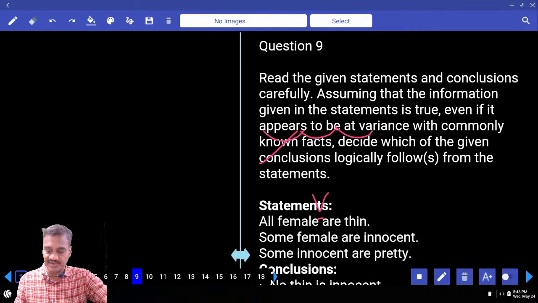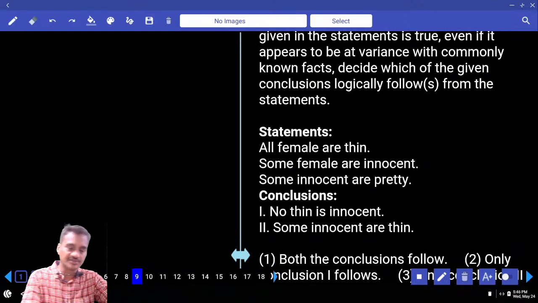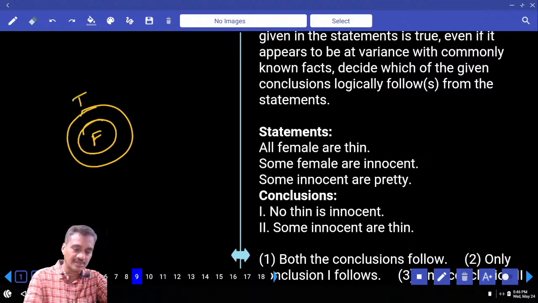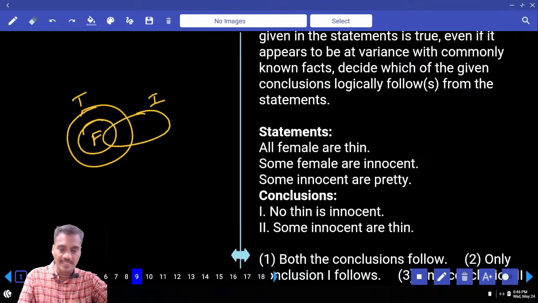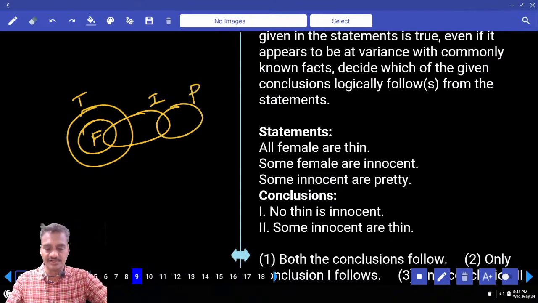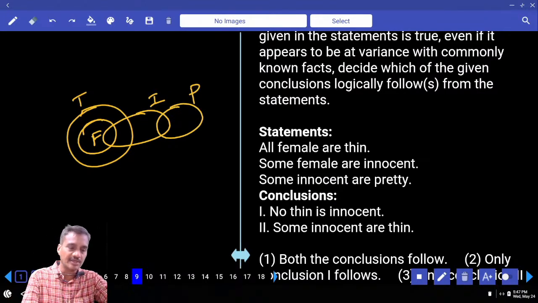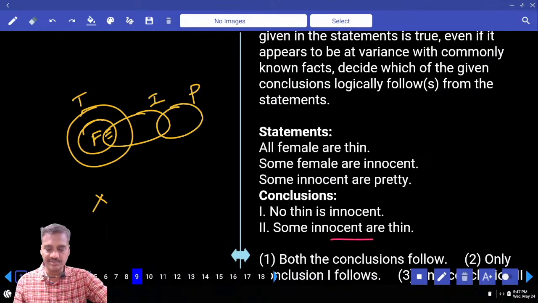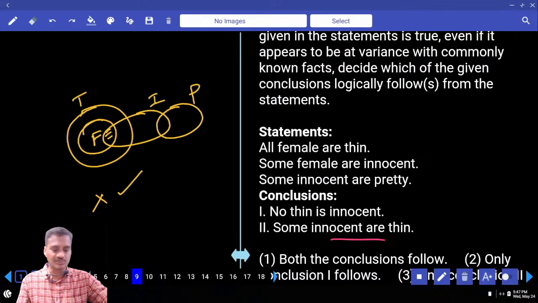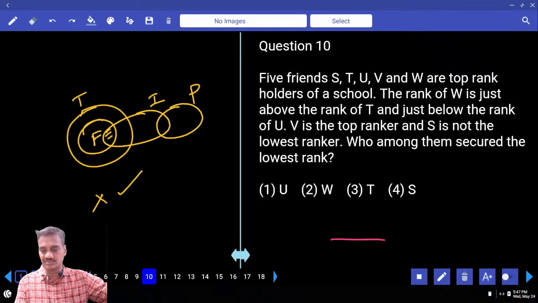Now with the help of V as the first letter, that is given only in choice 1, question number 8. The 9th one, all female are thin. Now these are the females who are thin, all female are thin, and some female are innocent. Now some female are innocent, and some innocent are pretty. In the case of information, now in this one, no thin is innocent. Innocent and thin, no intersection between these two, that is false. Because some innocent are thin is true. And some innocent are thin is definitely true. And so only 2 follows, that is choice 3, question number 9.